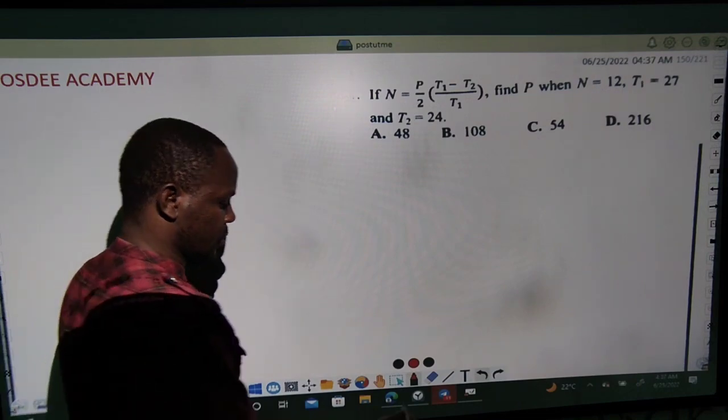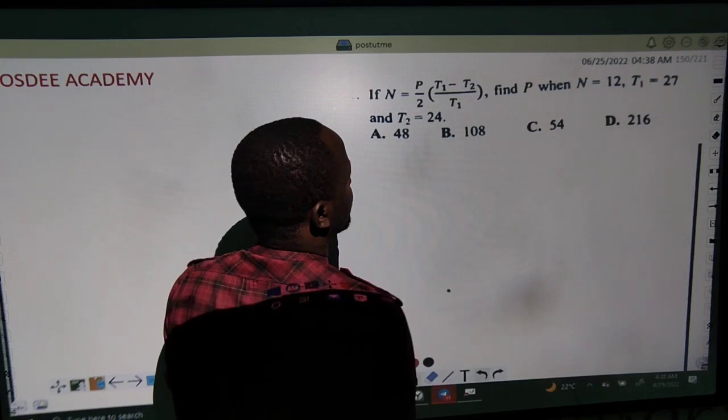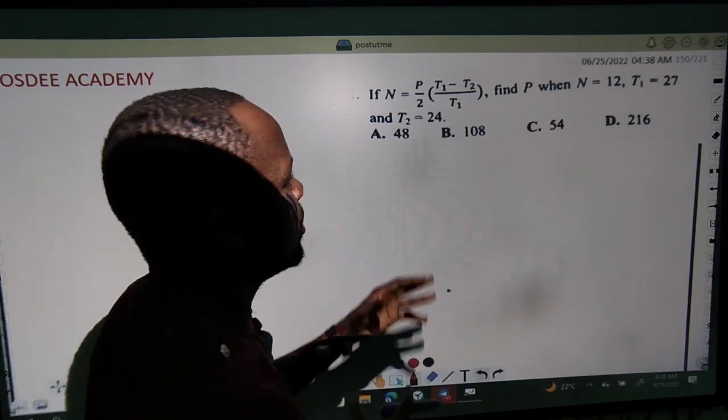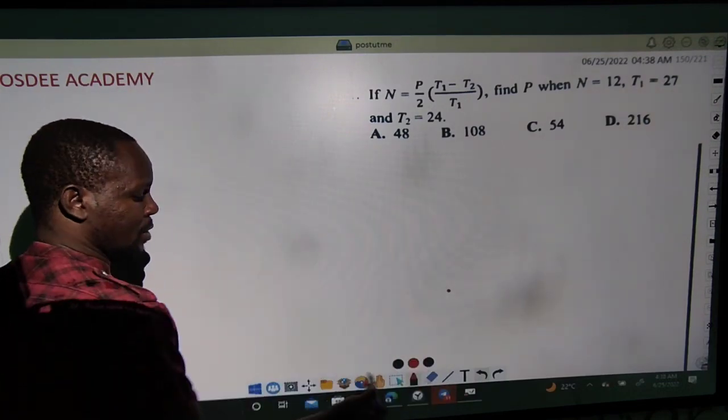Thank you very much. Now, this is the next question, guys. I have to stop this one and start again. So now, for this one, we have: if n is equal to p over 2 upon bracket t1 minus t2. We have to find p when n is 12, t1 is 27, and t2 is 24. I'll just do that, my way of solving.